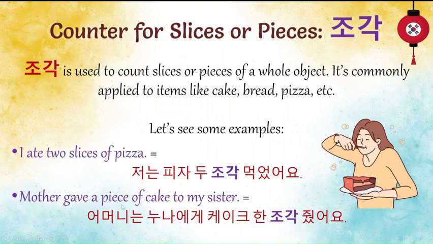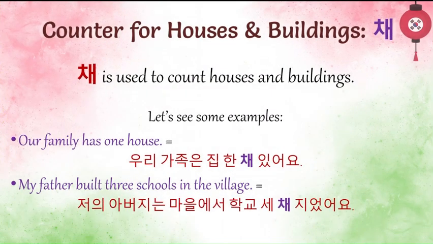Now, focus on the phrase a piece of cake. 케이크 한 조각. Okay? Very easy. First comes the noun that you are counting, then comes the number, and then the counter word. 케이크 한 조각. Now let's look at the next counter word, and that is the counter for houses and buildings. It is 채.